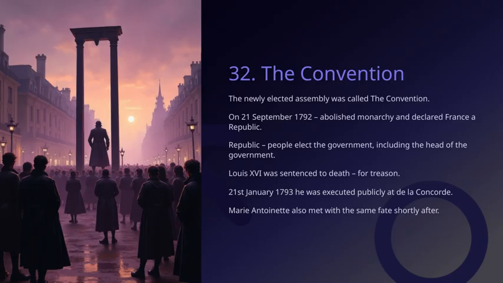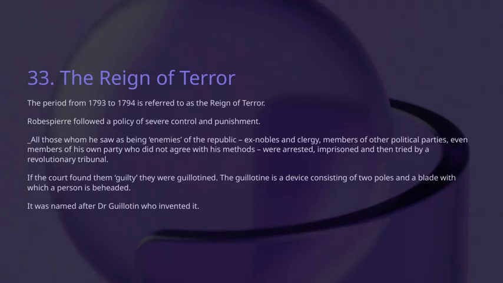Now, let's talk about the period from 1793 to 1794, which is known as the Reign of Terror. During this time, Robespierre implemented very strict control and harsh punishments to maintain what he saw as the revolutionary ideals. He believed that anyone he considered an enemy of the Republic, whether they were ex-nobles, clergy, members of other political parties, or even members of his own group who disagreed with his methods, needed to be dealt with decisively.